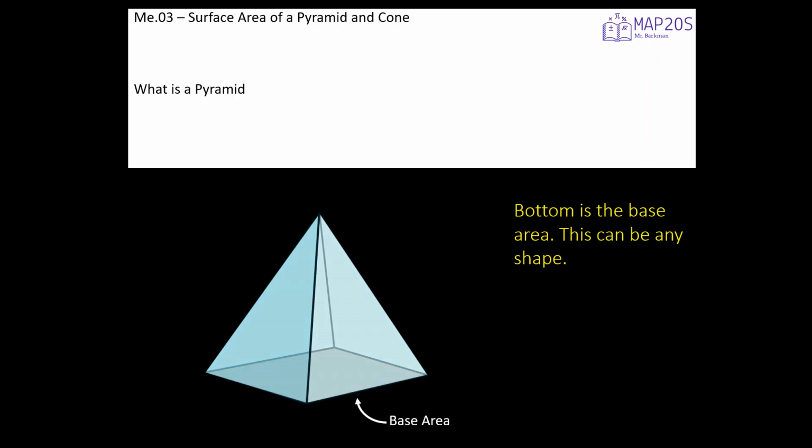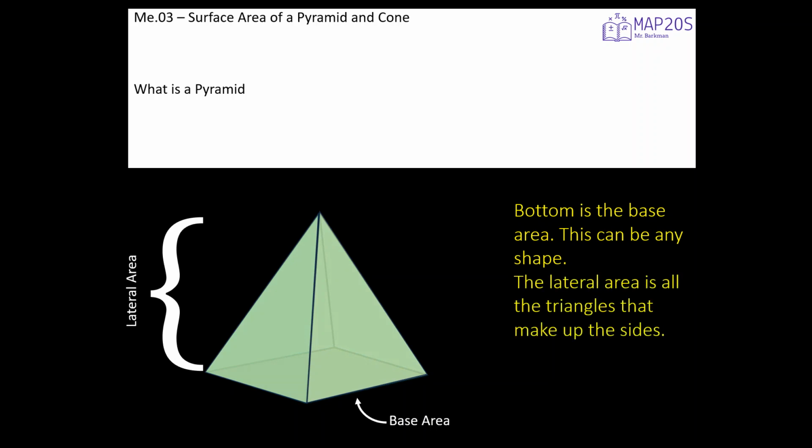All right. Now, the second thing are these triangles. These triangles have a name. We call them the lateral area. The lateral area is all the triangles that make up the sides. It's not including the base. It's only the triangles that make up the sides.